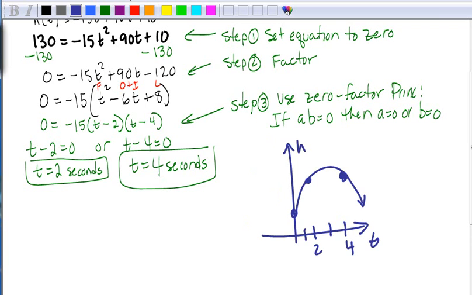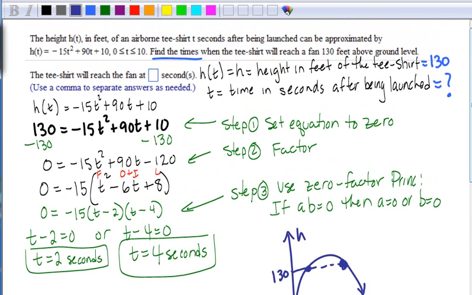Okay, so here's what it looks like. The t-shirt is being thrown up in the air, and 2 seconds after, it's going to be about 130. And then why are there two answers? Is it because it keeps on going up, and then again on the way down at 4 seconds, it's also at 130 again. So that kind of gives you a picture of what's going on with our t-shirt. Hope that helps.